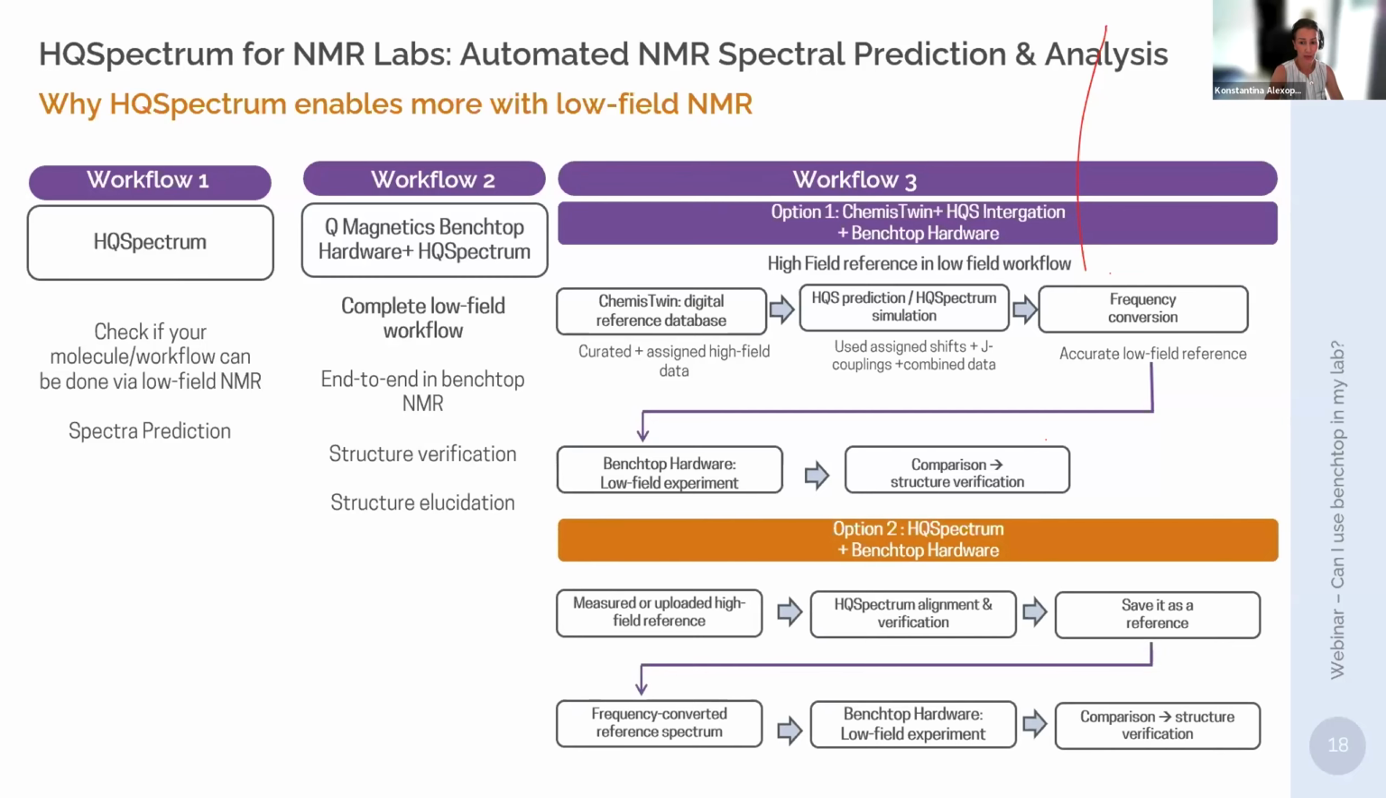So you can use a high field spectrum, either measured or uploaded, and this can be aligned, verified, and saved as a reusable digital reference. Then later, if you would like to continue your experiment on a low field, you can take this reference spectrum, convert it to the corresponding low field equivalent, and use it for direct comparison with a benchtop measurement.